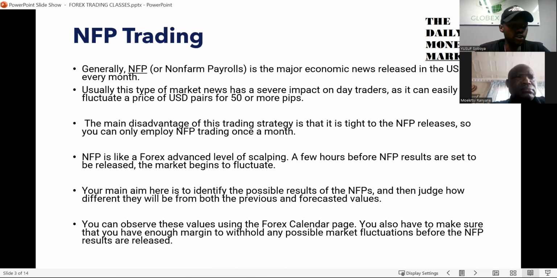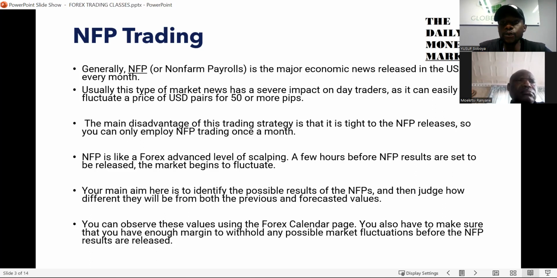Because they know that they only capitalize on one event only, and they make sure that on that event, they have enough money to be able to trade. So NFP is also likely a Forex advanced level of scalping.